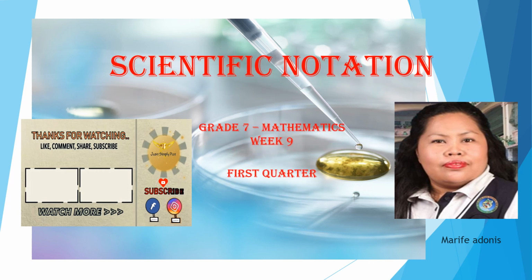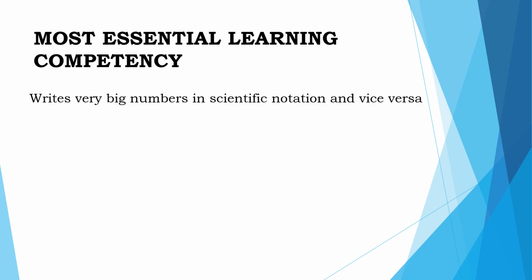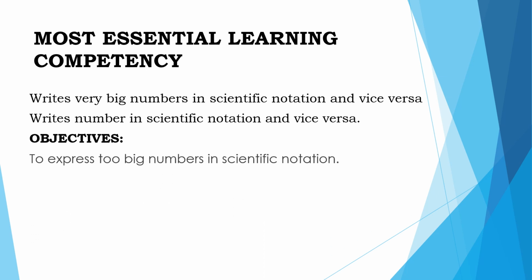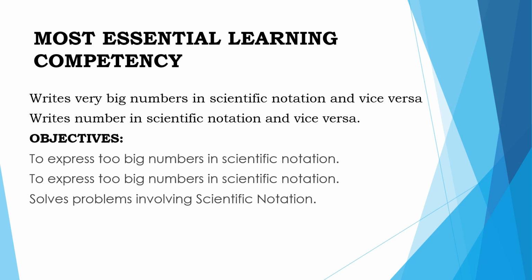Our lesson for today is about scientific notation. This is Grade 7 Mathematics for Week 9, First Quarter. From the most essential learning competency: writes very big numbers in scientific notation and vice versa. Our objectives: to express very big numbers in scientific notation, and to solve problems involving scientific notation.